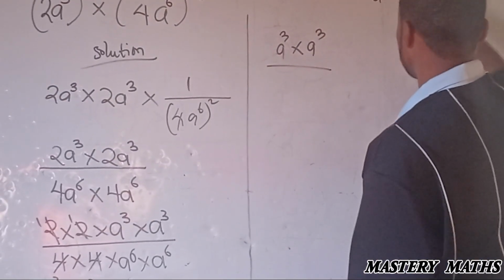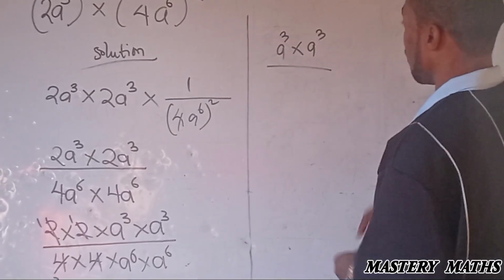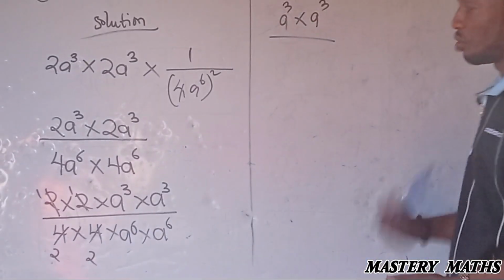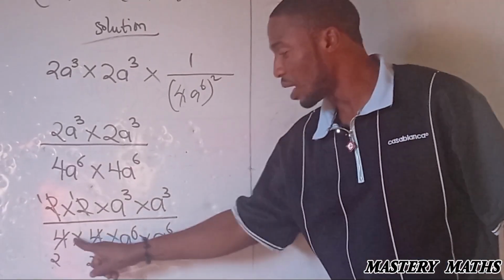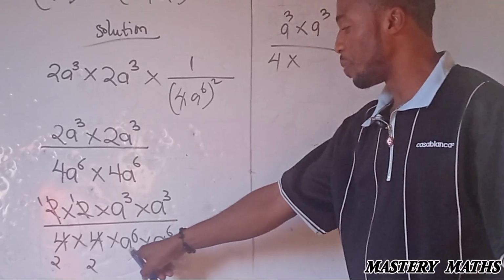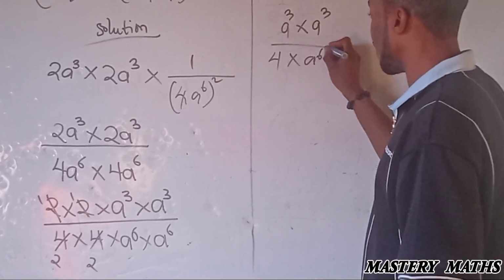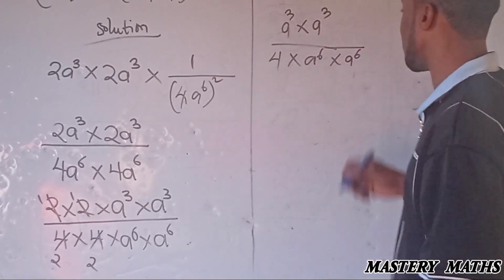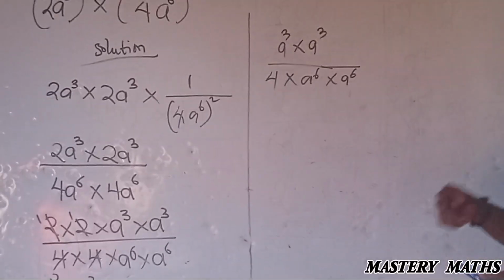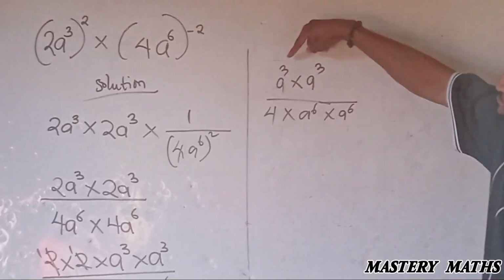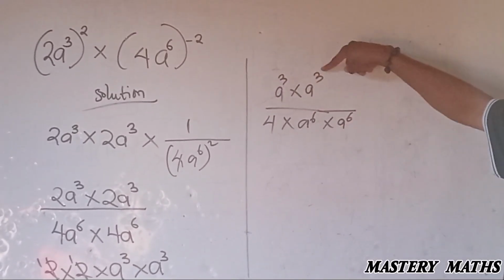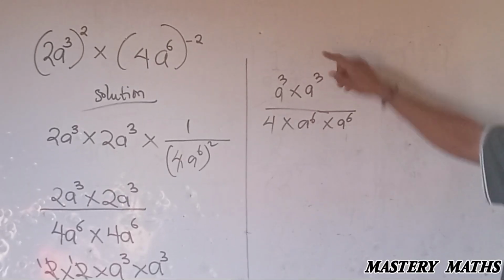Now, after we've done that, what should be the next thing? We will now work using the one under, which is the denominator. What we have under is 2 times 2, which is our 4, times a^6 times a^6. Now, after this, we can also divide. This a here is raised to the power of 3, and this a here is raised to the power of 3. It will all cancel out.